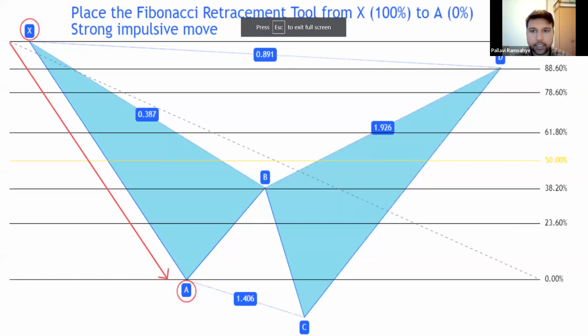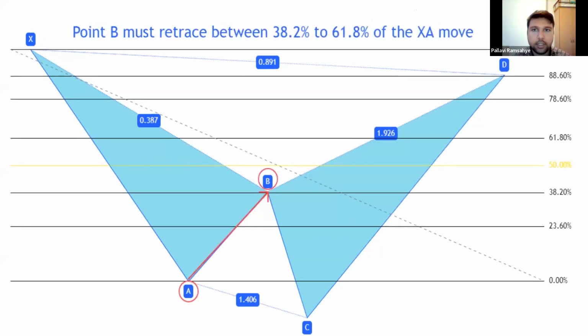I think that's a really good way to do this. So we found our impulsive move. In this case, it's a bearish shark pattern, and we're placing it from high to low, okay, because it's a bearish move. Perfect. The next thing we want to do is look for point B, okay?